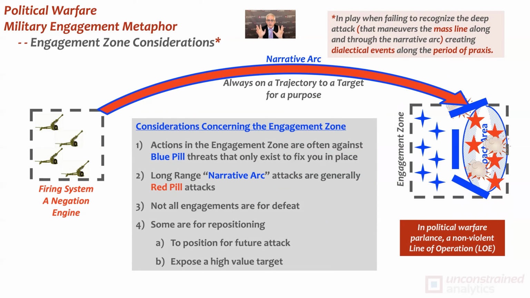That arrow is coated on the outside as blue, because if you're taking the fire and fighting the blue pill threat in front of you, you're seeing that as somehow related to a blue pill attack. But underneath, the long range fires are always red pill attacks. That attack is about taking what you're supposed to defend and attacking that, where you're thinking you're only defending its manifestation in the close engagement. So not all engagements are for defeat. Some are for repositioning, to position for future attack, or to expose a high value target.